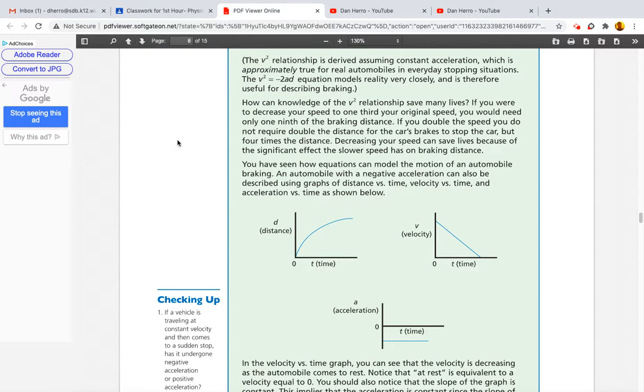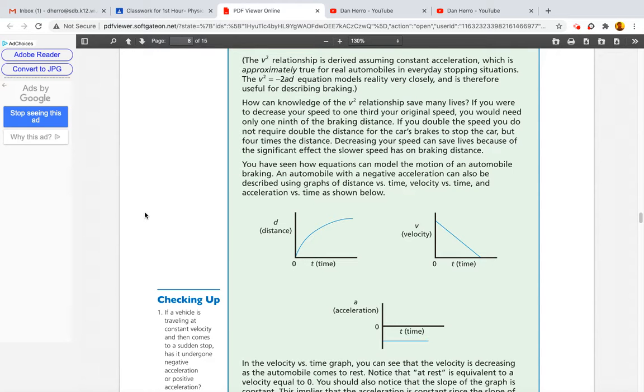How can knowledge of the velocity squared relationship save many lives? If you were to decrease your speed to 1/3 your original speed, you would need only 1/9 of the braking distance. If you double the speed, you do not require double the distance for the car's brakes to stop the car, but 4 times the distance. Decreasing your speed can save lives because of the significant effect slower speed has on braking distance. So, the slower that you're going, the less braking distance. The faster that you're going, the more length it takes to stop.